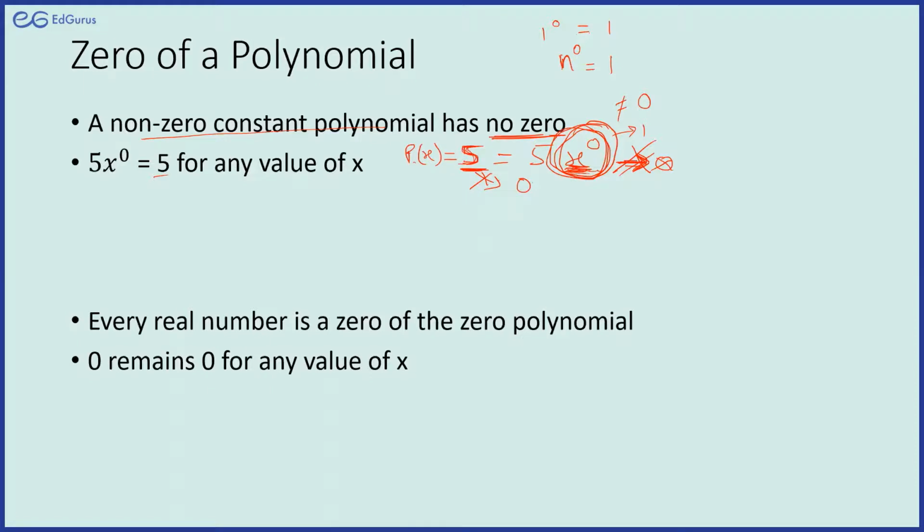Now, every real number is a 0 of the 0 polynomial. What are we trying to say here? Suppose I have a 0 polynomial, q(x) is equal to 0. Okay, 0 is a polynomial. We learned in the last class that it has a special name, it's called the 0 polynomial, right? So this is my polynomial. Now we can also write it as 0 × x to any power, doesn't matter, it's always 0.